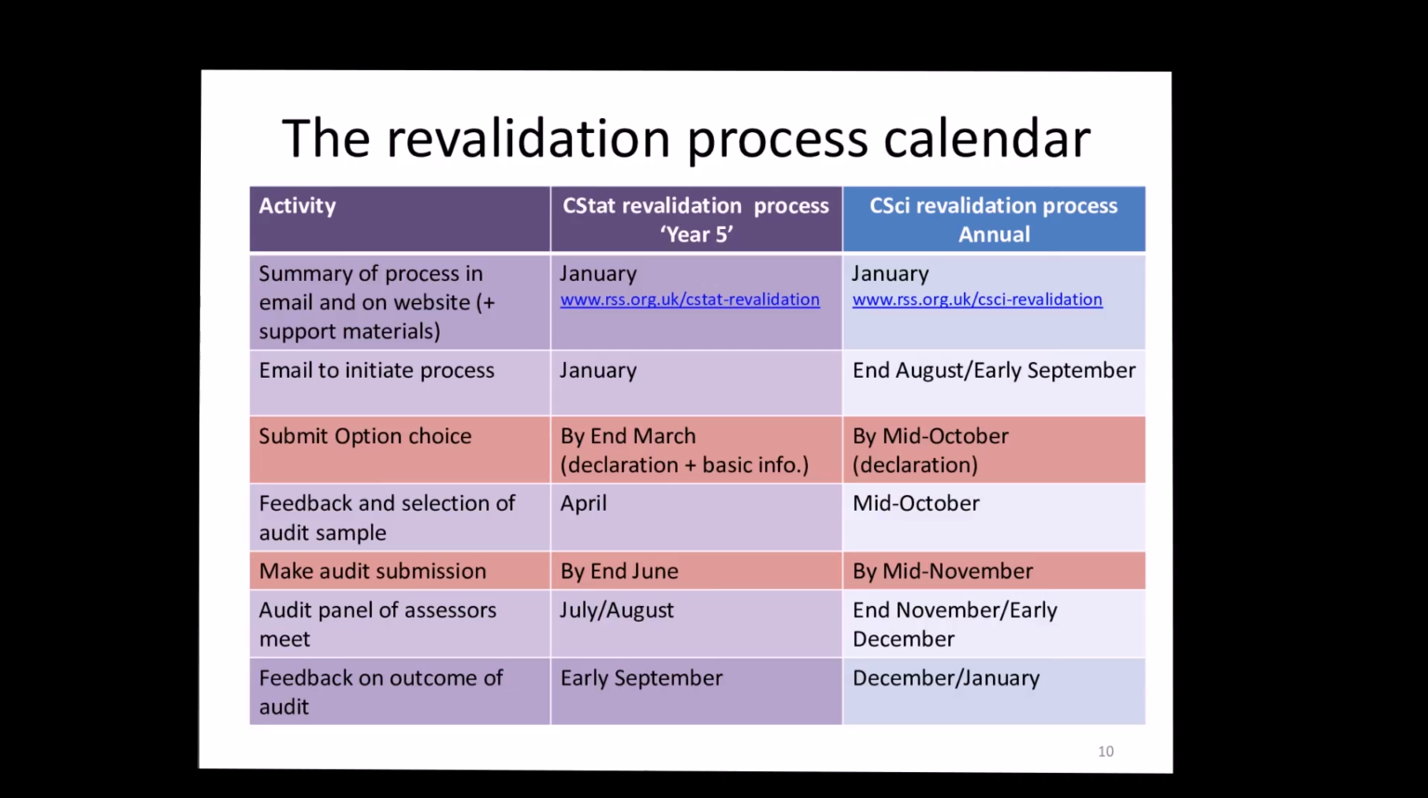During April, we will respond and indicate whether you've been selected for audit. And if you're not selected for audit, then the process for you is complete. For those selected for audit, you will be given precise information on what is required to be submitted. You'll be directed to the support materials which might be helpful, and you'll be given the deadline for submission of the end of June. The panel of assessors meet over the summer and will feed back the outcome of the audit assessment by early September at the latest.